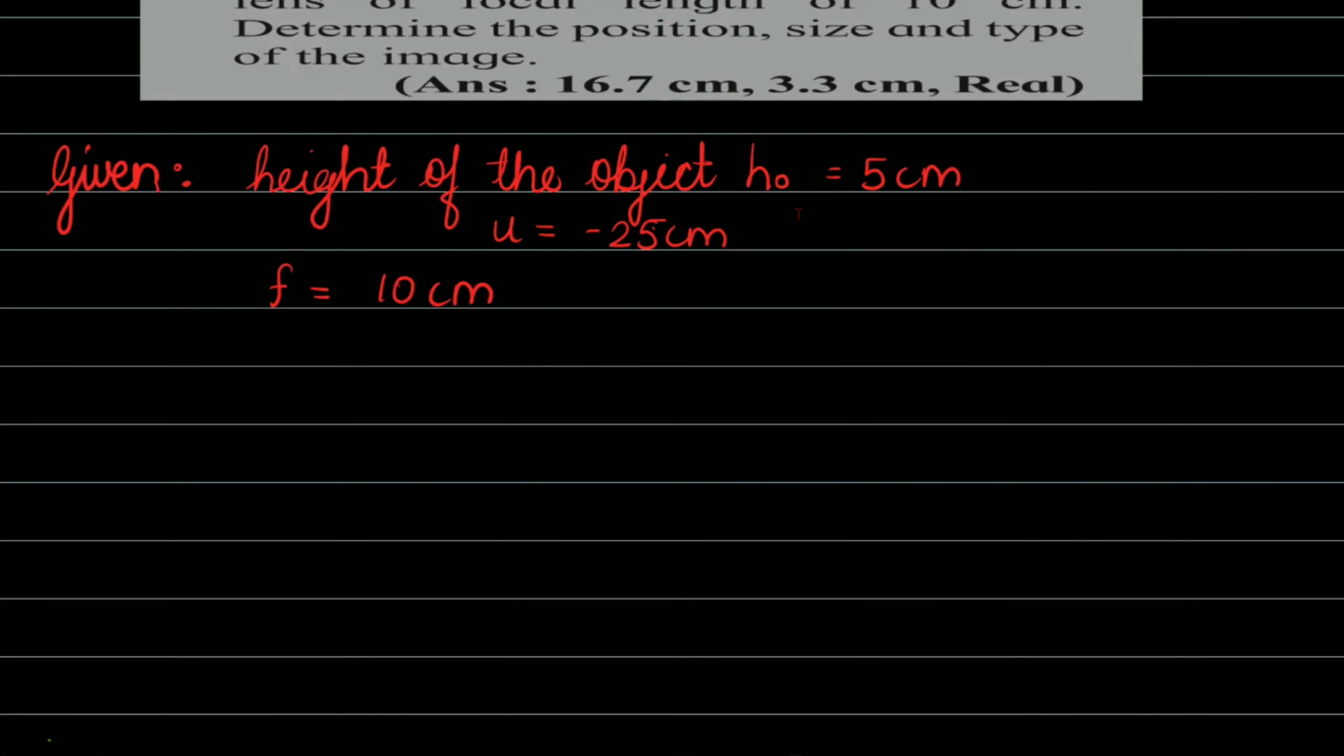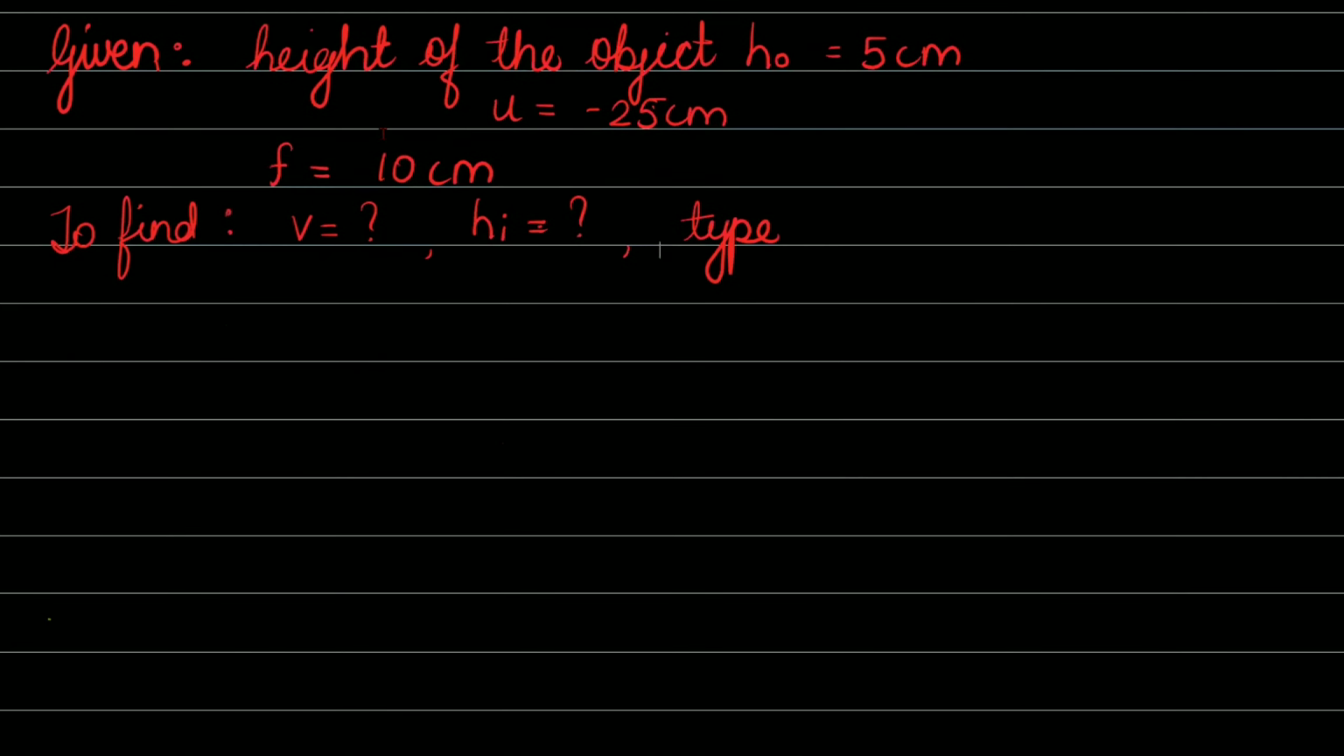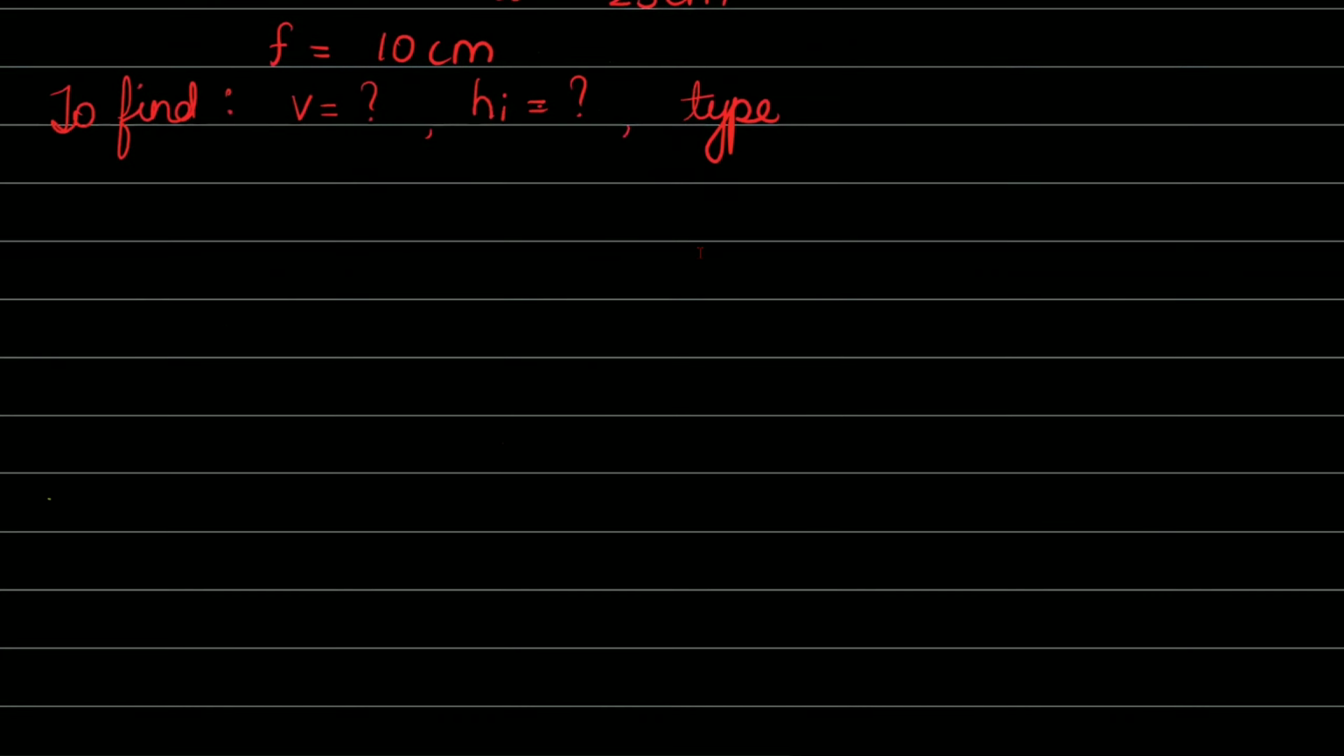We have to find the position of the image, that is V, and the size of the image. Denote the height of the image as HI, and again the type of the image, which type of image will be formed. We know that this lens is converging, therefore we are using a convex lens. The focal length is 10 centimeters. We have to find the position, height, and type of the image.